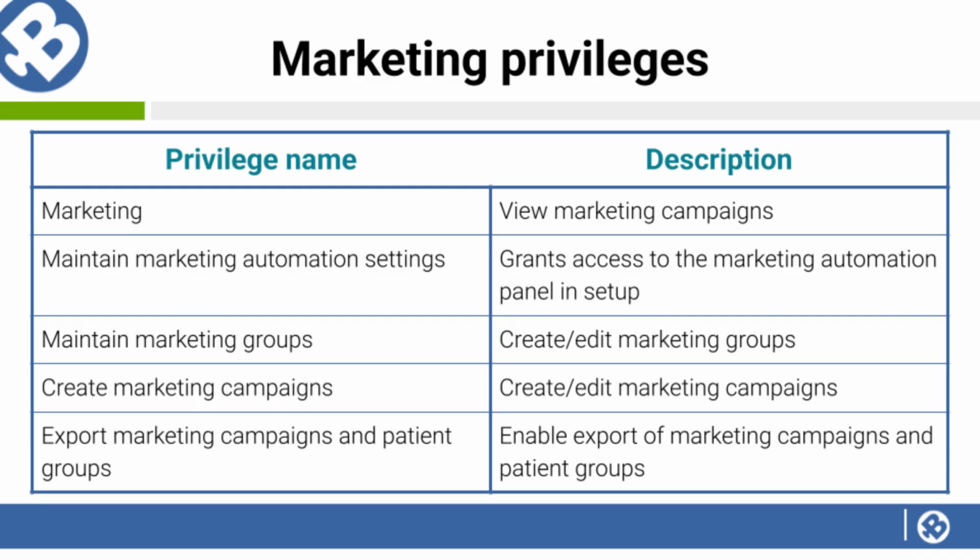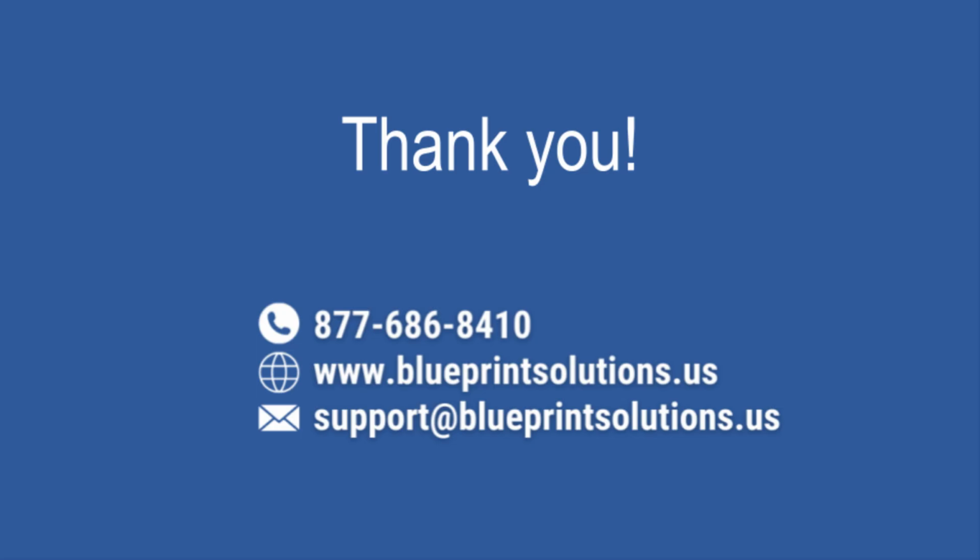The last thing needed is to check your users' privileges to ensure they can access the marketing tools. Those privileges are on the screen now. With that, automated marketing is set up. Depending on your settings, emails will begin sending out as soon as the next day.